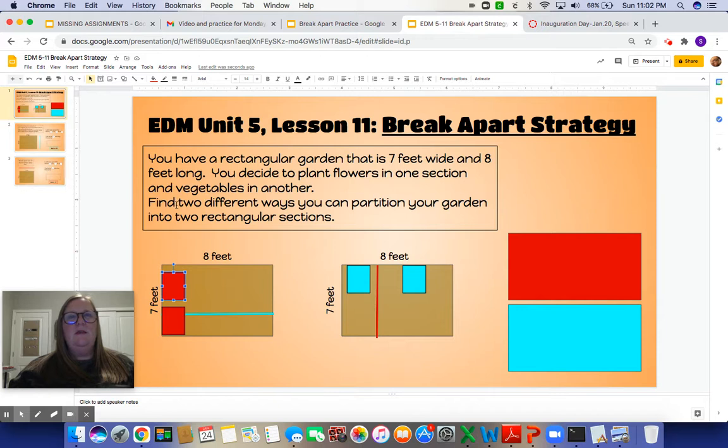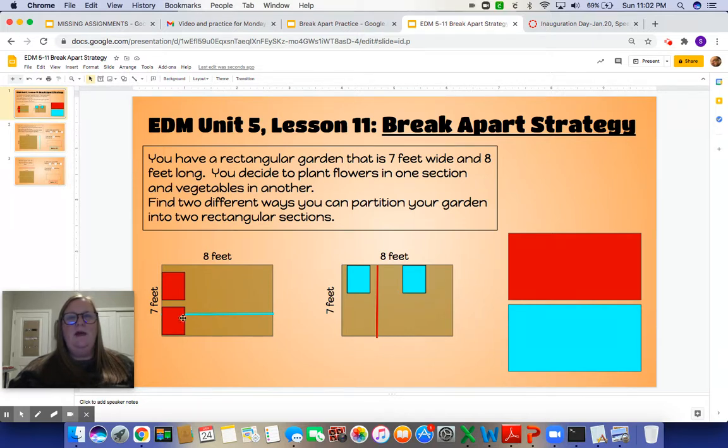So let's look in the box first at our story. It says you have a rectangular garden that is 7 feet wide and 8 feet long. You decide to plant flowers in one section and vegetables in another. Find two different ways you can partition your garden into two rectangular sections. And if you remember, partition means to divide something.